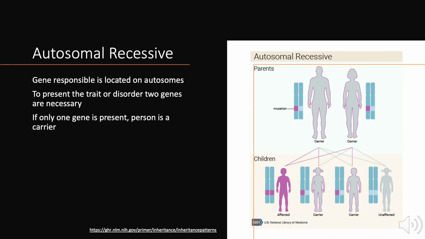Autosomal recessive patterns of inheritance also occur when the gene responsible is located on autosomes, but to present the trait or disorder, 2 genes are necessary. If only one gene is present, the person is a carrier.